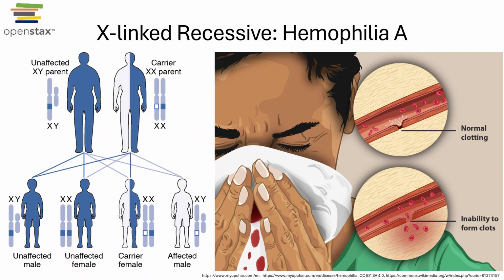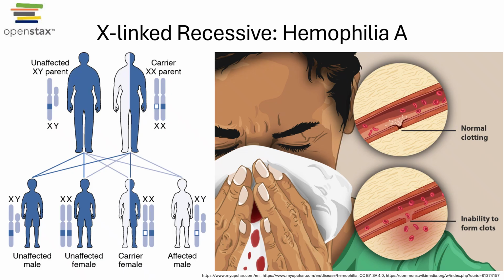An example of an X-linked recessive disorder is hemophilia A. Hemophilia A is the most common form of hemophilia, a disorder that impairs the body's ability to form blood clots. If a carrier female has children with an unaffected male, 50% of the male children may develop hemophilia, and 50% of the female children may become carriers.